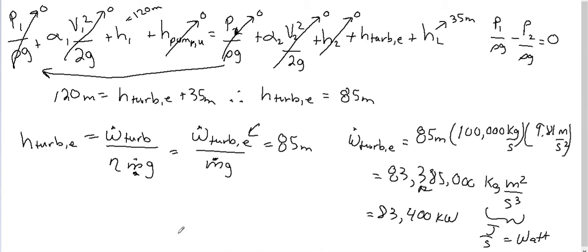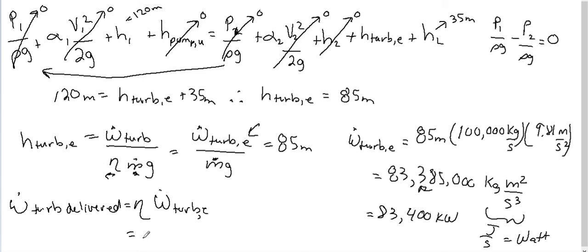Now the last step is to apply the efficiency, this eta here, to find out what the actual power generated from the turbine is. So the power of the turbine delivered is simply equal to the efficiency times the extracted power of the turbine. That's going to be equal to 0.8, because we were told it was 80%, times 83,400 kilowatts, which is simply equal to 66,700 kilowatts. And there you have it.